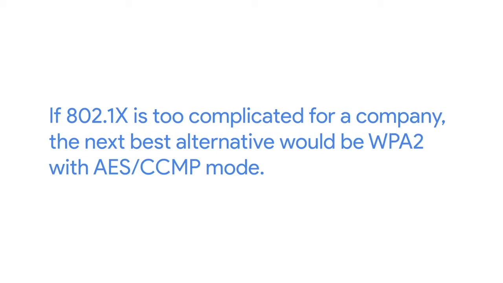If EAP-TLS is implemented, then all the public key infrastructure components will also be necessary. This adds even more complexity and management overhead. Not only do you have to securely deploy PKI on the backend for certificate management, but a system must be in place to sign the client certificates. You also have to distribute them to each client that would be authenticating to the network. This is usually more overhead than many companies are willing to take on because of the security versus convenience trade-off involved. If 802.1x is too complicated for a company, the next best alternative would be WPA2 with AES-CCMP mode.